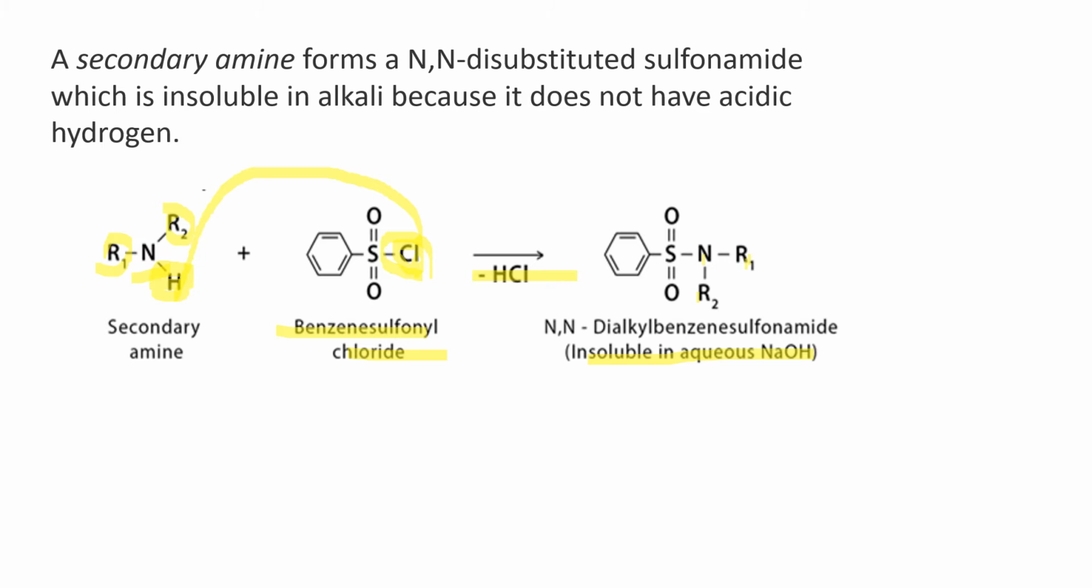So previously you saw for primary amine, the salt that is formed is soluble in aqueous NaOH, whereas if the precipitate formed when an amine reacts with the benzene sulfonyl chloride is insoluble in NaOH, then it is a secondary amine.